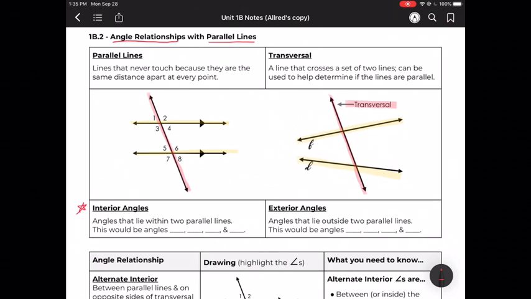Interior angles are angles that lie within the two parallel lines. This would be like angles 3, 4, 5, and 6. They lie between or inside the two parallel lines. Now I want you to remember these are angles. Angle 3 is this angle. Okay, angle 4 is this angle. Angles are formed by two intersecting lines, rays, or segments. And so those are our numbered angles.